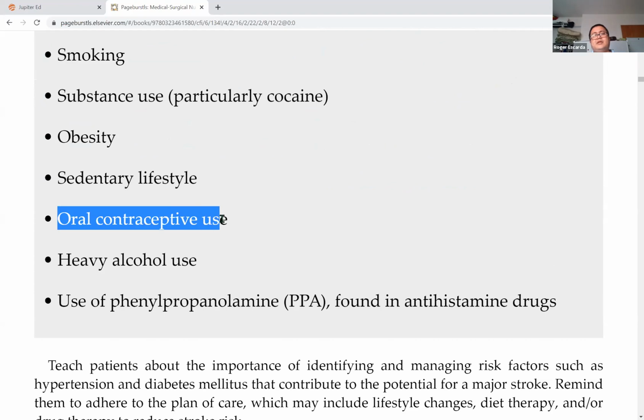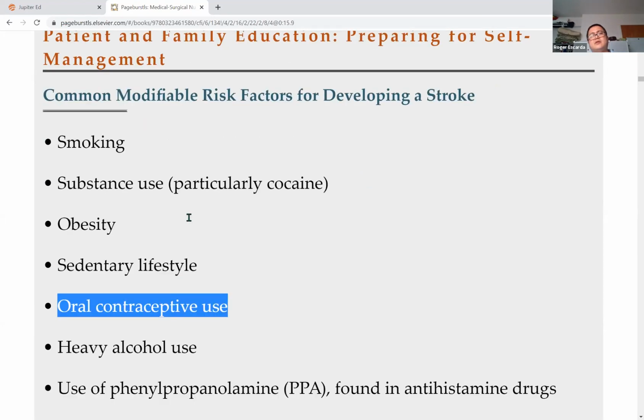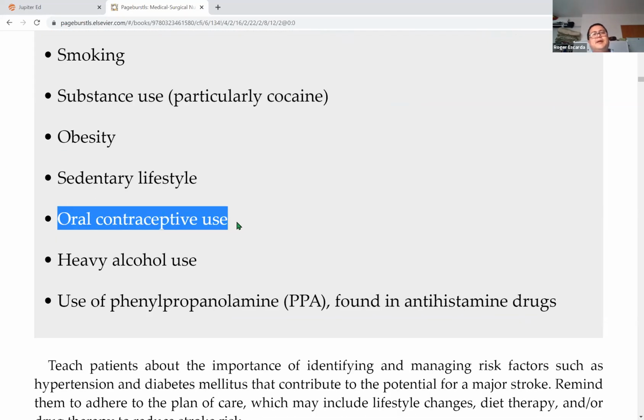If you remember OCP, where did you see this also? How does OCP cause a stroke? Especially when paired with smoking. Say a female patient takes oral contraceptives and also smokes, that will be a double whammy now. You have two risk factors for stroke. How do birth control pills cause a stroke? If you smoke with them, they increase the risk for blood clots, right?